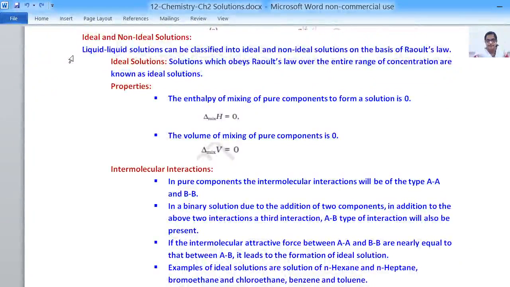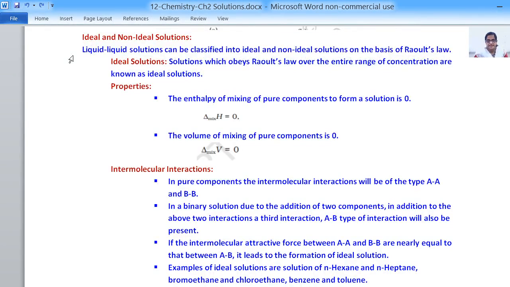Good morning students. In today's session, we will discuss ideal and non-ideal solutions. Liquid solutions can be classified into ideal and non-ideal solutions on the basis of Raoult's law. First, let's discuss ideal solutions. Solutions which obey Raoult's law over the entire range of concentration are known as ideal solutions.